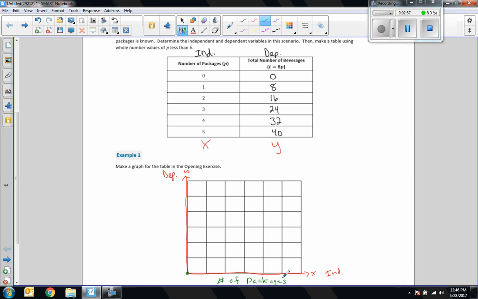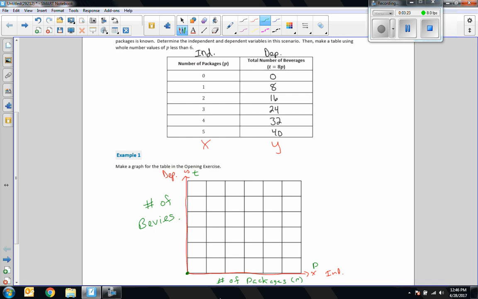You need to label your axes. Packages, and I'm going to put P here. So in this case, this is my P axis. And total number of beverages, and that is going to be my T. This is my T axis if you're using T and P instead of X and Y. Okay, so if I have 0 packages, I obviously will have 0 beverages.